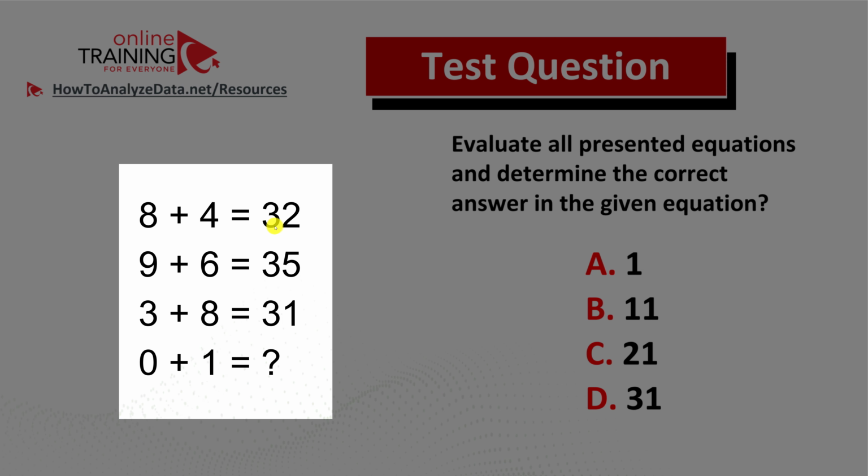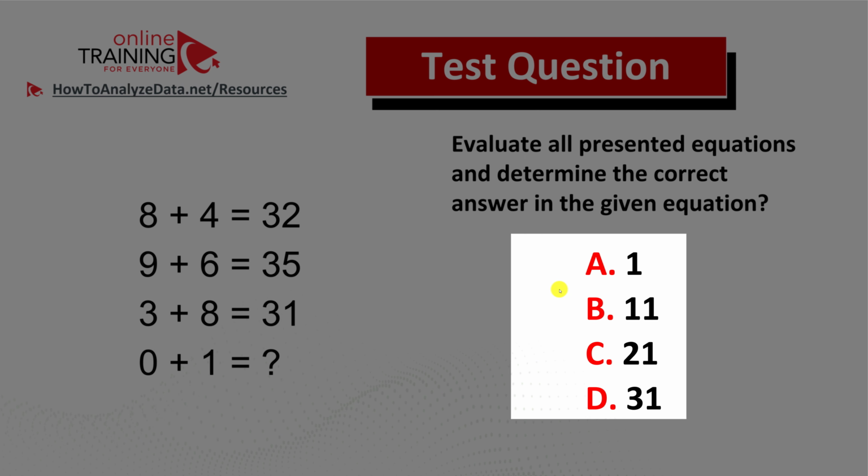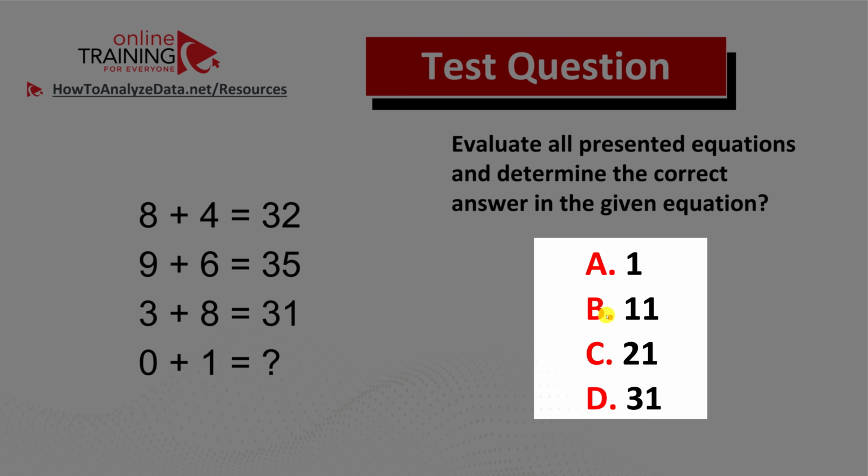8 plus 4 equals 32. 9 plus 6 equals 35. 3 plus 8 equals 31. And 0 plus 1 equals something, and you have 4 possible choices. Choice A, 1. Choice B, 11. Choice C, 21. Choice D, 31.